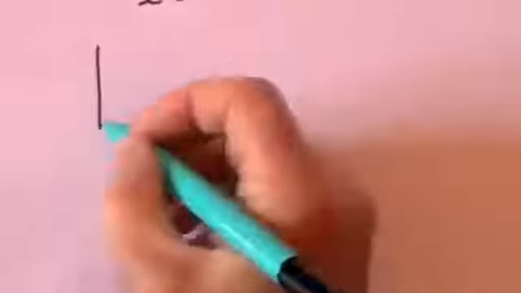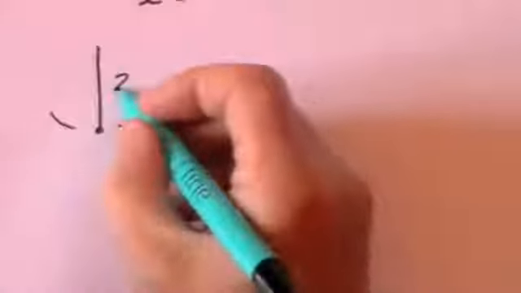Question 9. A pendulum, which is swinging backwards and forwards this way, has a length of 20 metres.